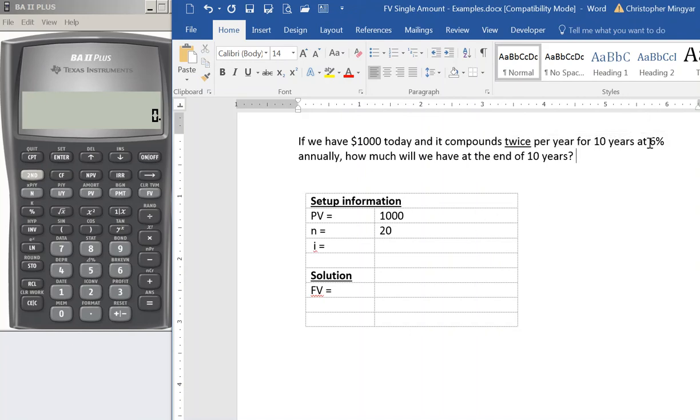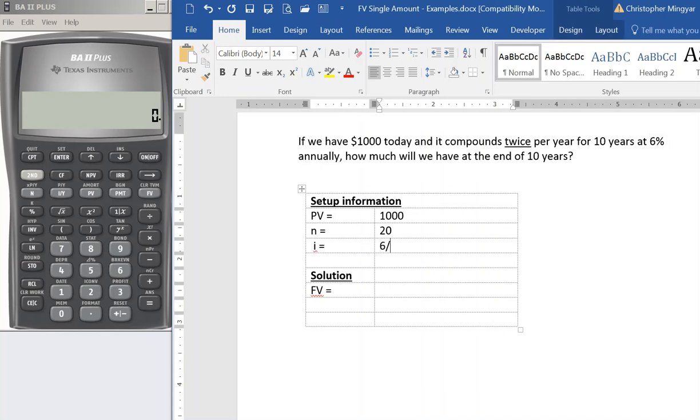Now, if the annual rate is 6%, but the length of our compounding periods is half a year, what we have to do is take that 6 and divide it by 2, and then we end up with 3. So I is 3 in this case, because our compounding period is a half a year, so we take half the annual rate. So now we can punch the numbers in.